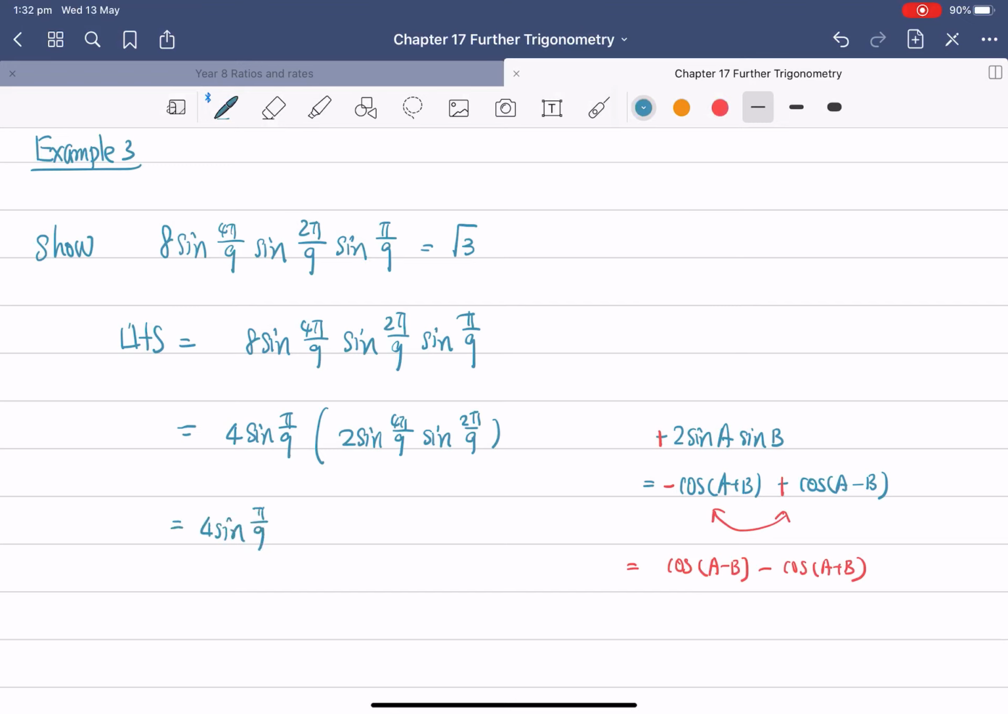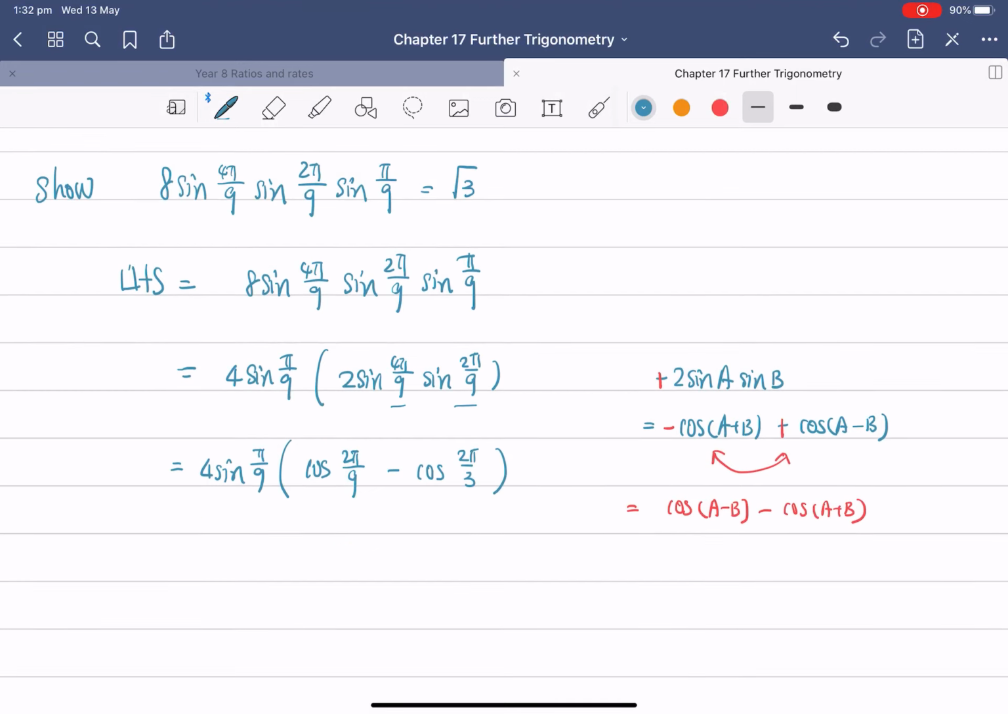Okay, so that gives us, if we do it this way, cosine a minus b, so that's a, that's b. A minus b will be 2 pi on 9, minus cosine a plus b, which will be 6 pi on 9, which is 2 pi on 3. Now, 2 pi on 3 is actually a special angle. That is equal to 120 degrees.